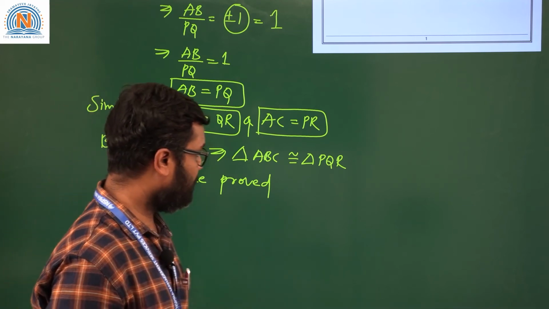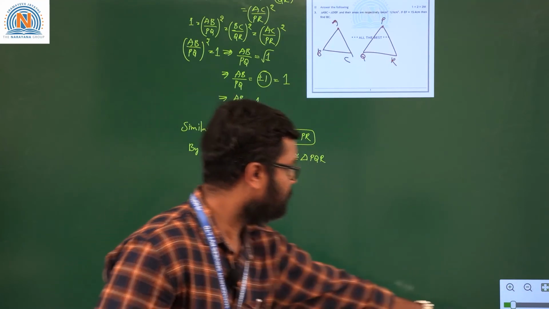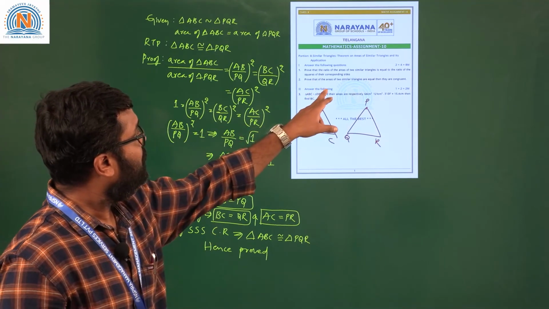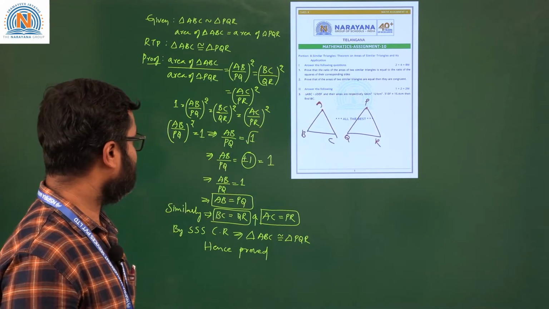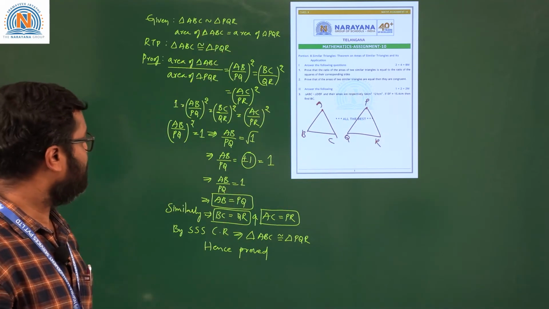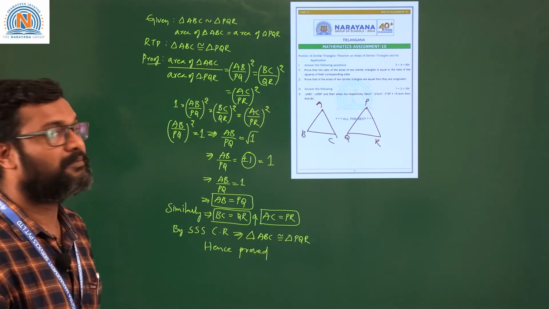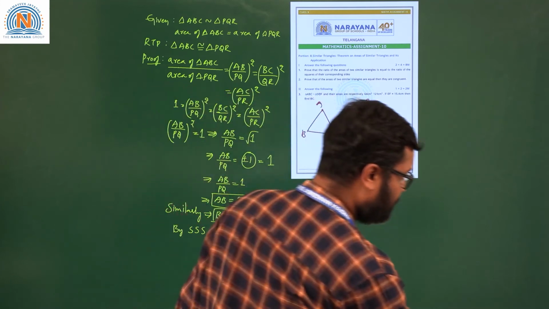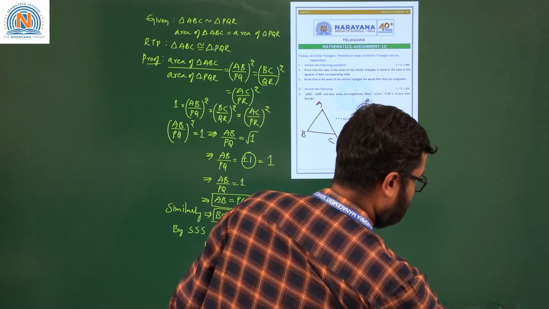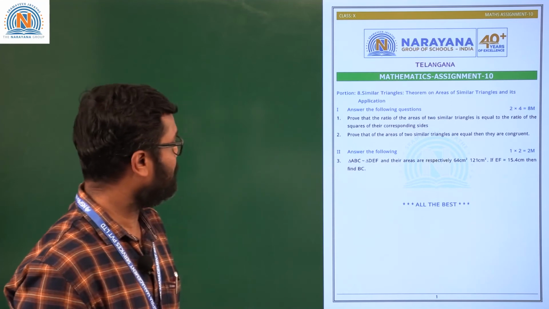That means here, if you observe, areas of two similar triangles are equal. That is, if two similar triangles' areas are equal, then they are congruent to each other. So like this we can prove step by step. So let's discuss the next question, that is the third question here.